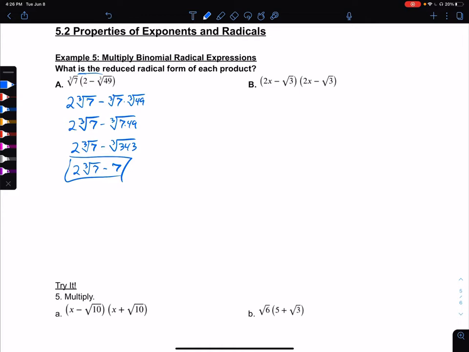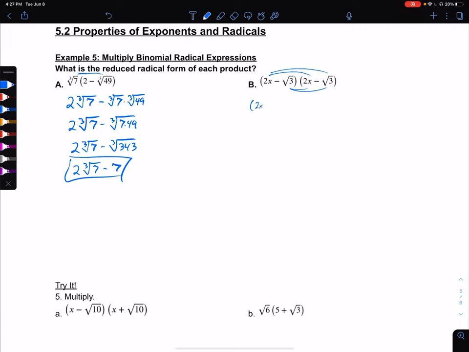All right, part B, we have a binomial times a binomial. You've seen these before. Sometimes you've seen them with radicals, sometimes you have not. But all of this is a series of distribution. So we just need to multiply all of our terms, and we can go from there. Once again, I'm going to write everything out. You don't need to show every step as you get better at these.